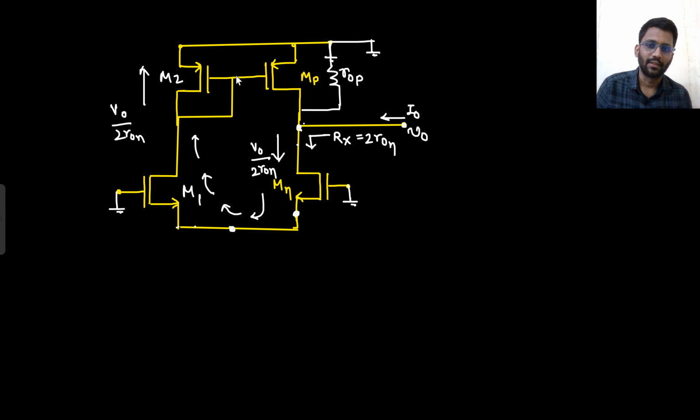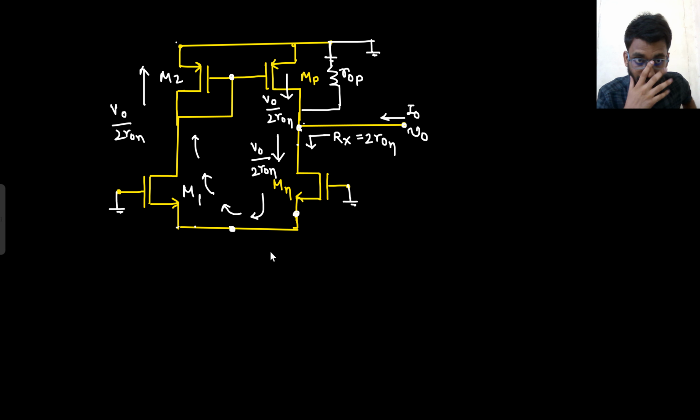Now, what is the scene? This is the source potential. This is the gate potential. Both of them have the same VSG value. So this MP MOSFET will drive the same current, and that current is V0 by 2R1. Are you satisfied with this point or not?